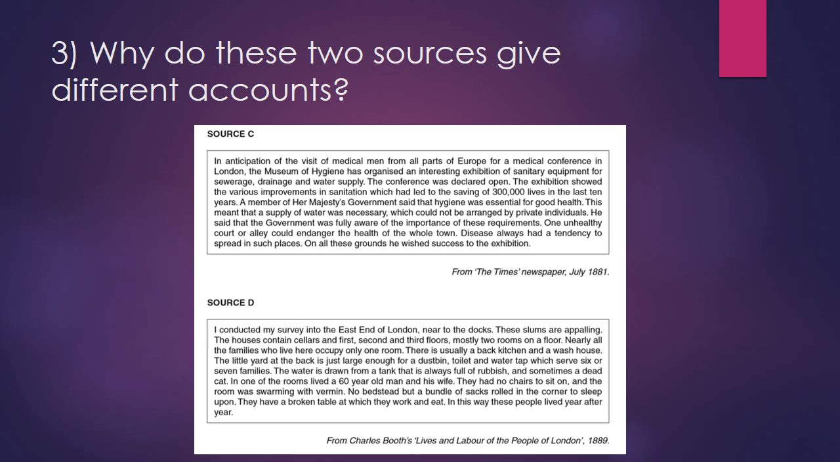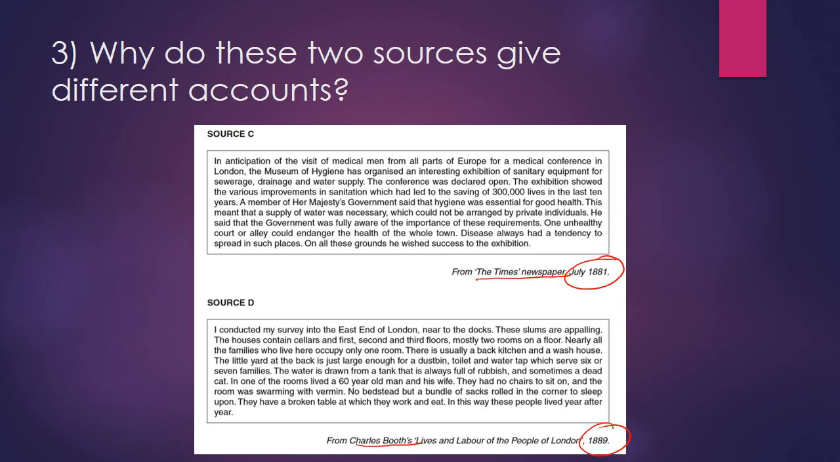So these are the sources. Let's get straight to it. Source C is 1881, source D 1889. Let's look at the nature of the source. It's a newspaper. This one's Charles Booth. Charles Booth is the guy that I was talking about a minute ago, and he was conducting a report into the conditions of housing and public health back in London.